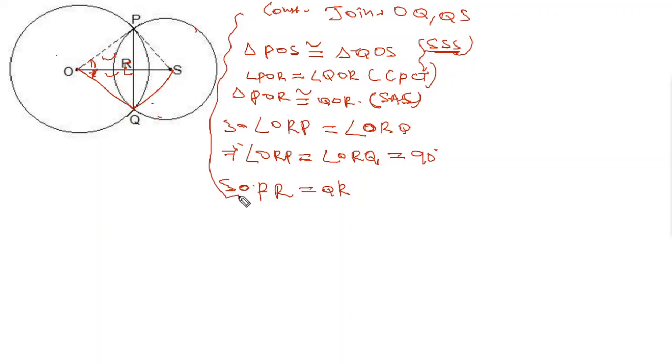These are the general assumptions, but we have to prove this much. So now we know that PR equals QR and angle PRO equals angle QRO, which is equal to 90 degrees. Now we will move to find the length of this PQ. What we will do here, we will assume the length of this OR, and we will clear the figure a little bit.